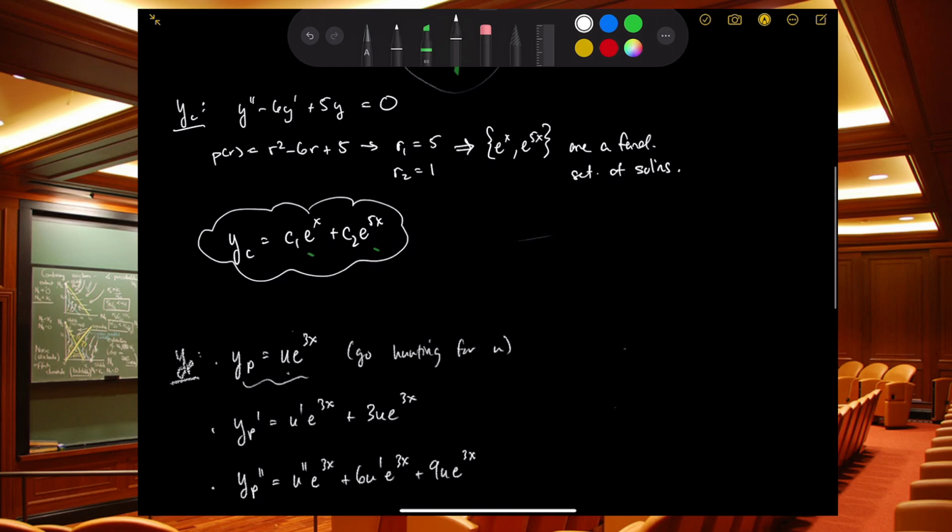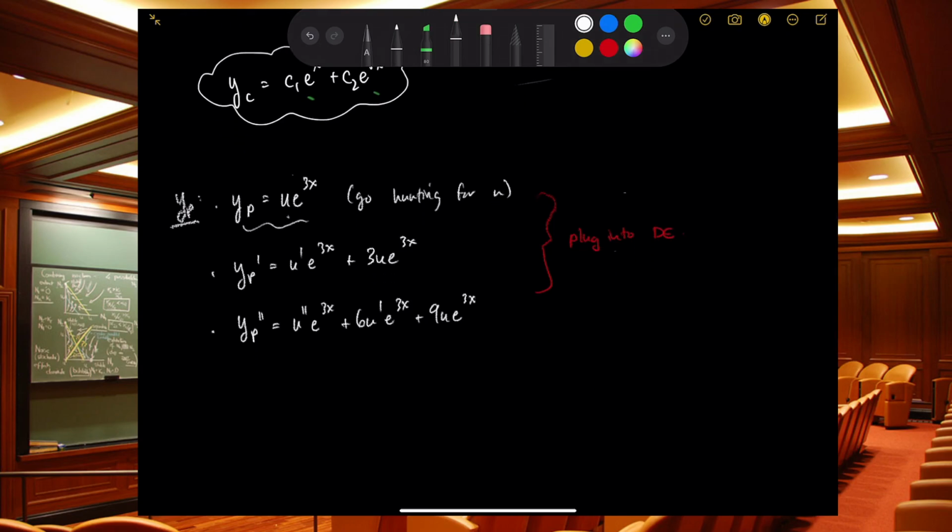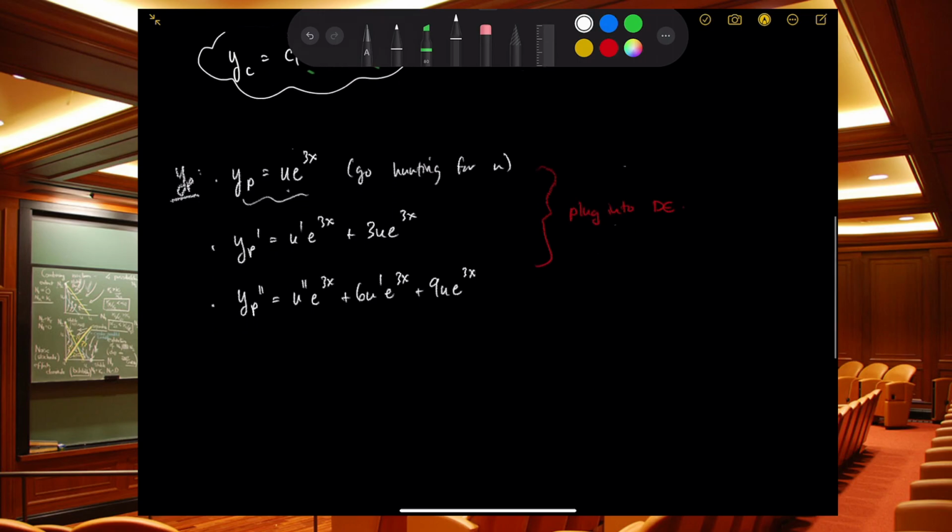And so if I plug these into our DE, what should happen is that the e to the 3x's will cancel. And that's the goal, right? That we can just figure out what u must be. We assume that this function has a factor of e to the 3x. So we go back to our initial DE. Let's just write it down.